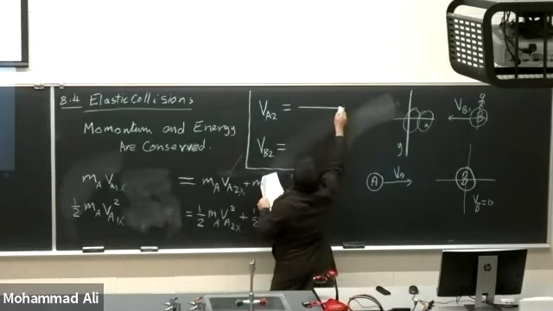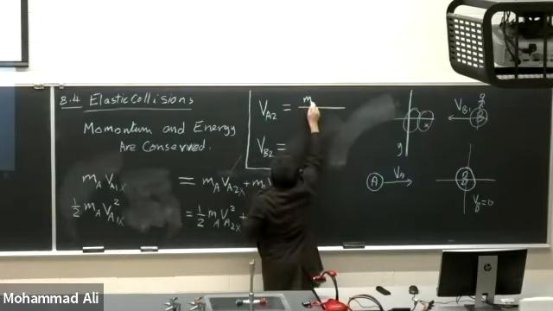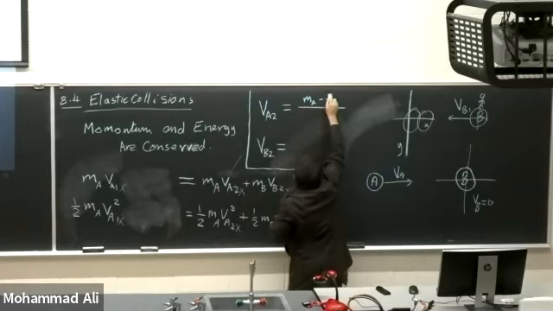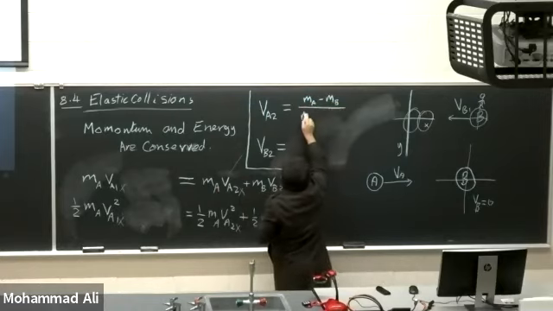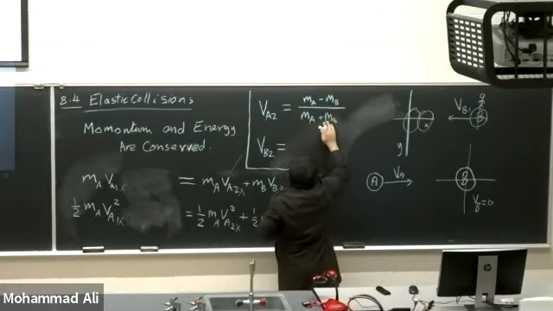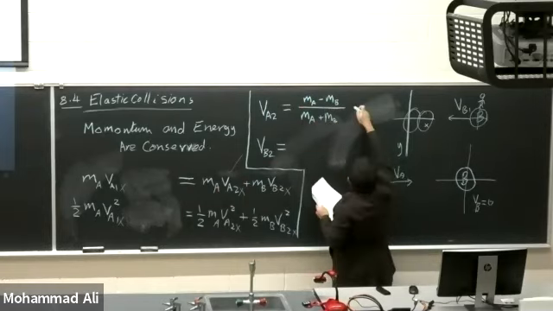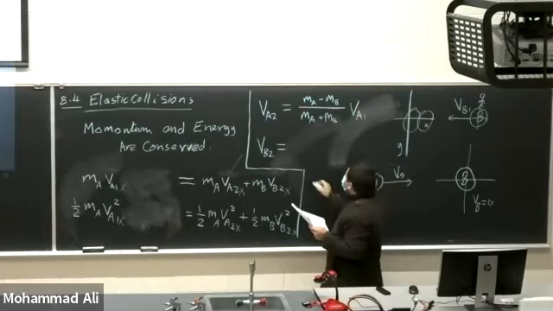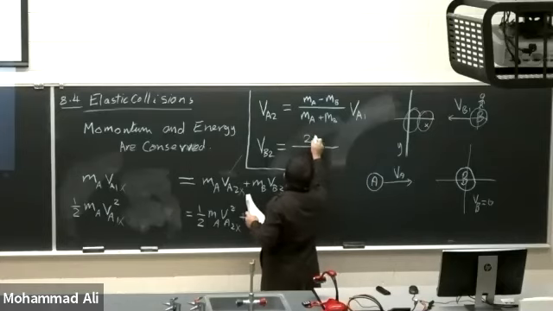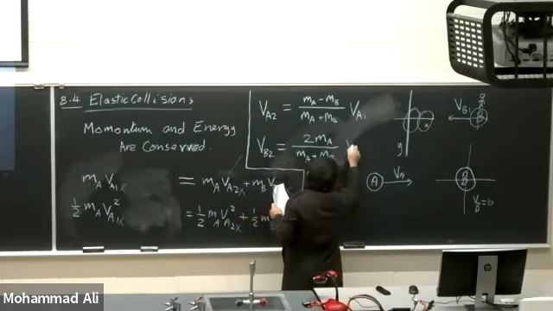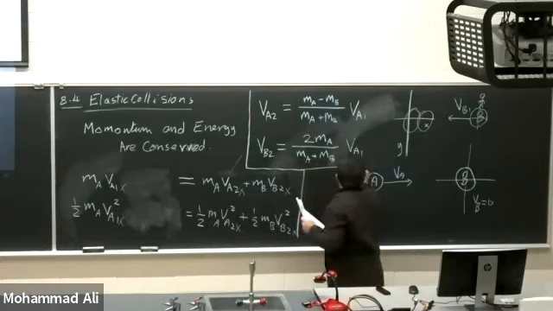VA after the collision will be equal to (MA minus MB) over (MA plus MB), multiplied by the velocity VA before the collision. And VB after the collision is equal to 2MA over the total mass, multiplied by VA before the collision.